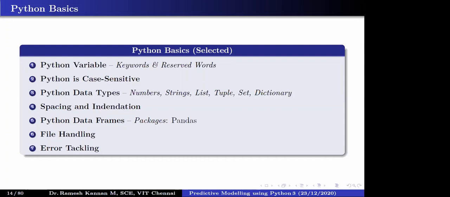File handling: how do you make use of an Excel document in Python? You don't have to really type in individual values for criteria. You can export those in the form of an Excel file, and Python will read through it. Famously we use a CSV file for that particular file handling process. And the next is error tackling. Error tackling is very important.